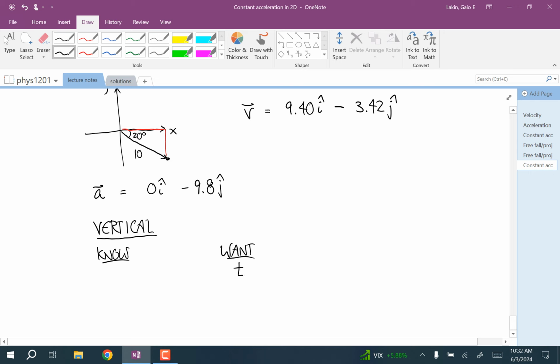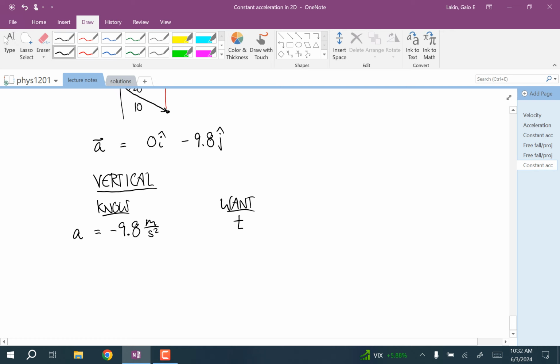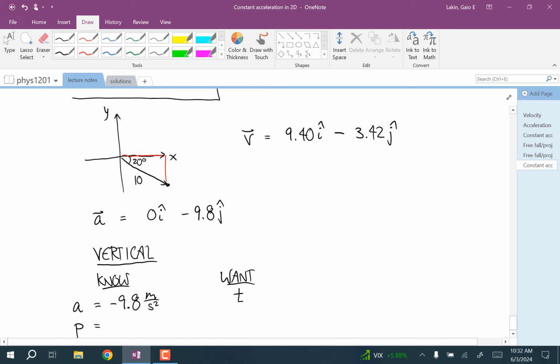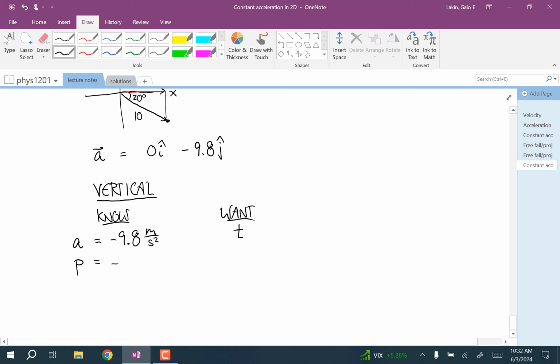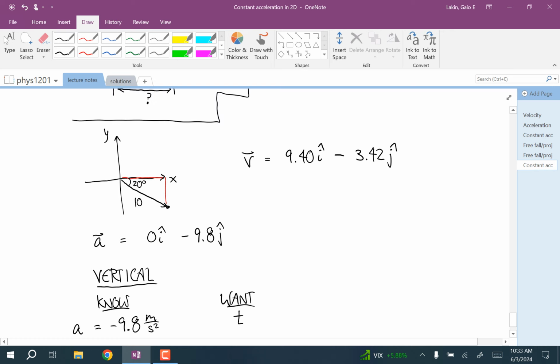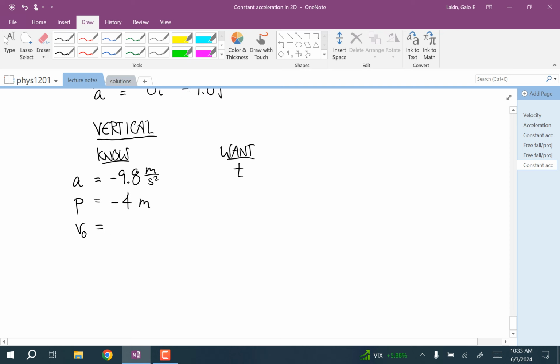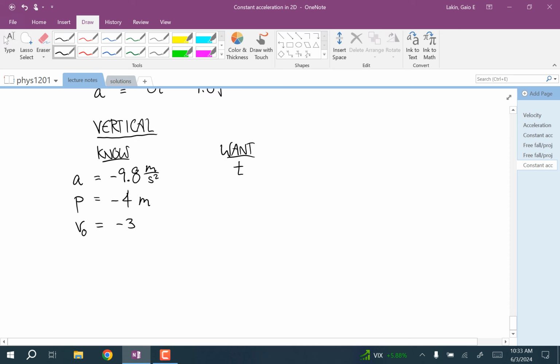We're trying to find time. The acceleration vertically is negative 9.8 meters per second squared. The p where it's launched from is always our 0. So our position is going to be 4 meters down from that 0, which is negative 4. Our V0 vertically is what we got just right above here, so negative 3.42.